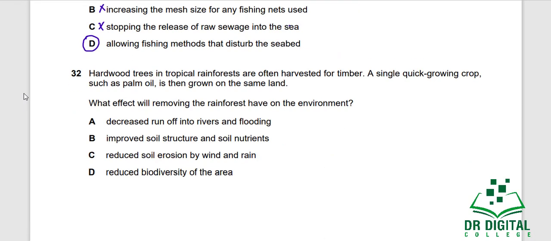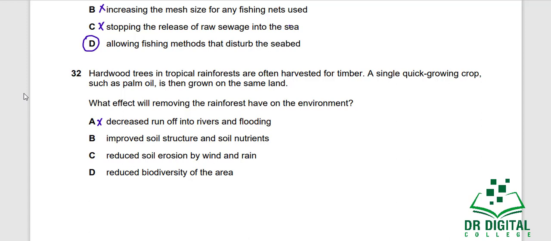Okay. In question 32, hardwood trees in tropical rainforest are often harvested for timber. A single quick growing crop such as palm oil is then grown on the same land. What effect will removing the rainforest have on the environment? Okay, now decreased runoff into rivers and the floods. You know that when you cut the large trees and farm the crops, the runoff will not decrease, it will rather increase. So A is the wrong option.